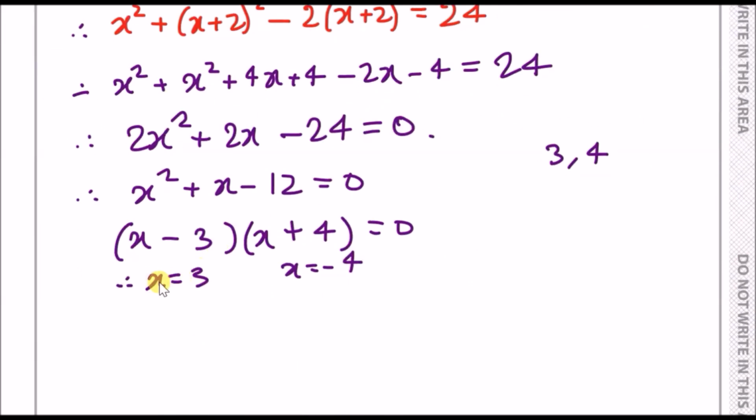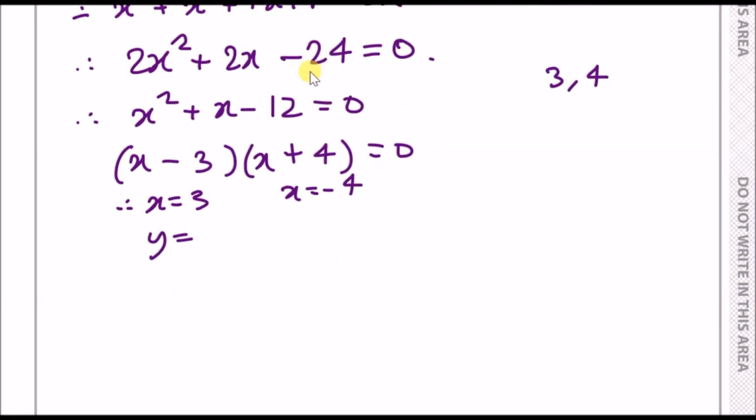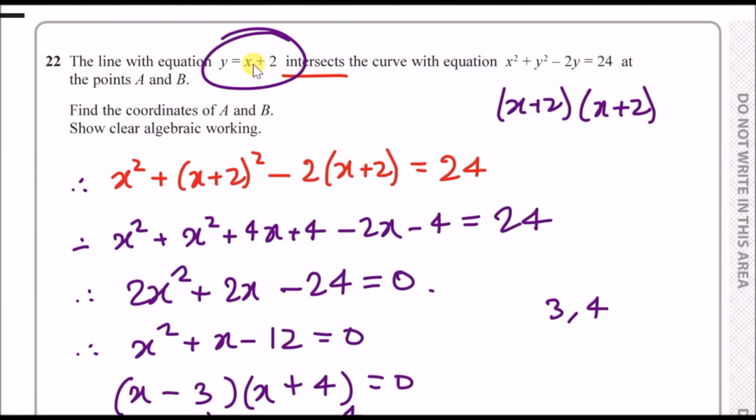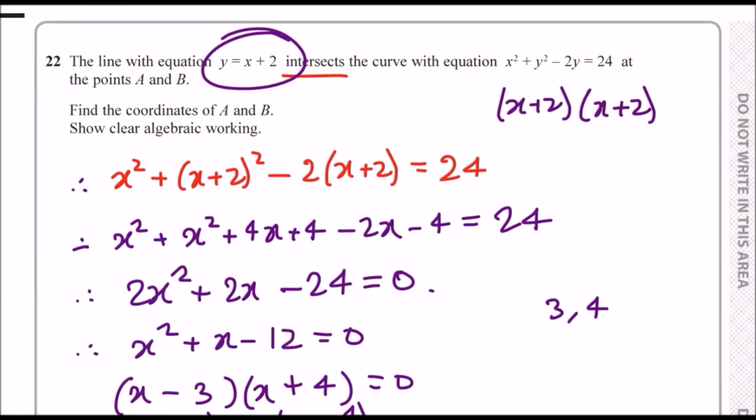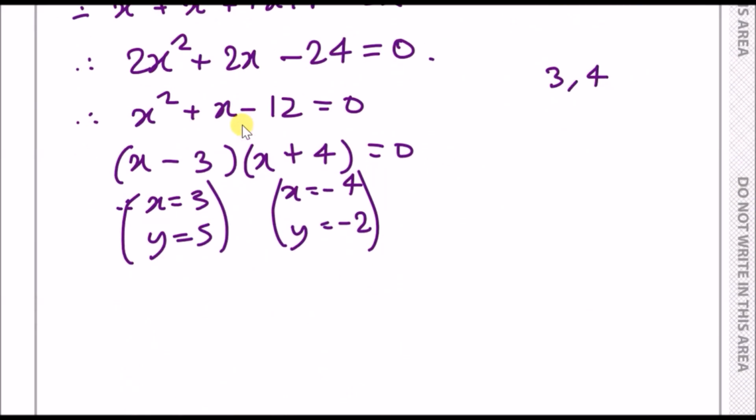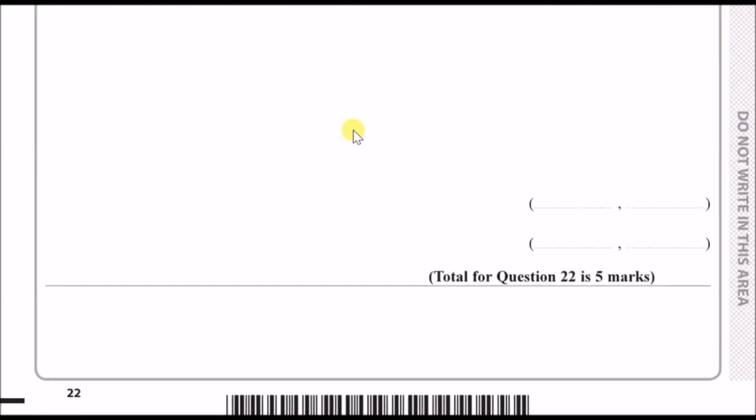That means when x is 3, y is going to be 3 plus 2, which is 5. So y here is 5, so that's 1 pair. And now for the second pair, when x is minus 4, plus 2 is minus 2. So y here equals minus 2. And that's it, guys, we're done. Now just to make it clear as a coordinate, always label it like this. You can say, for instance, the A coordinate is 3 and 5, and the B coordinate is minus 4, minus 2, and that's it.